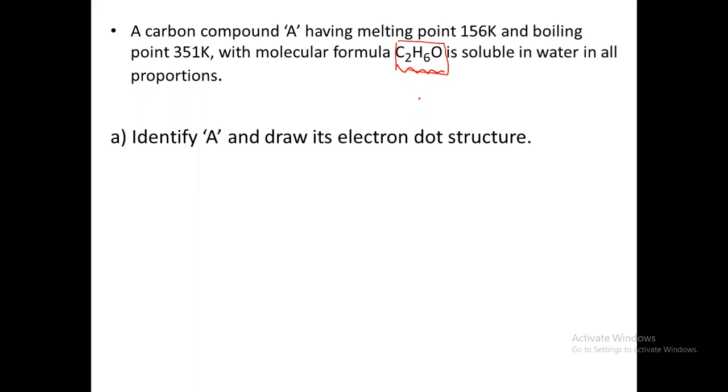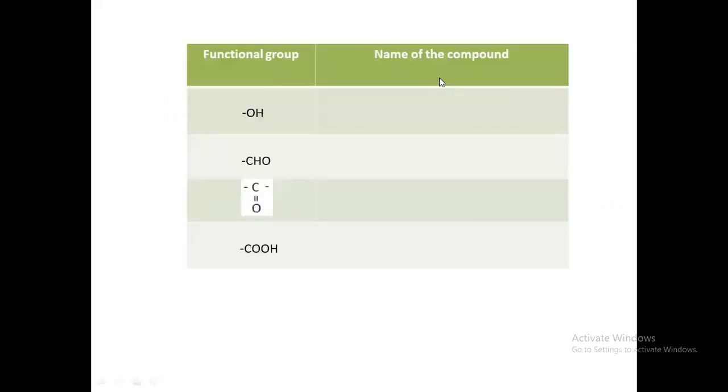This question is a kind of short question because many important topics from the chapter have been deleted. So we'll see how to find out the functional group. Before that, you should know what all functional groups there are in the chapter with oxygen. Now look at this table. As you can see, we have 4 functional groups with oxygen.